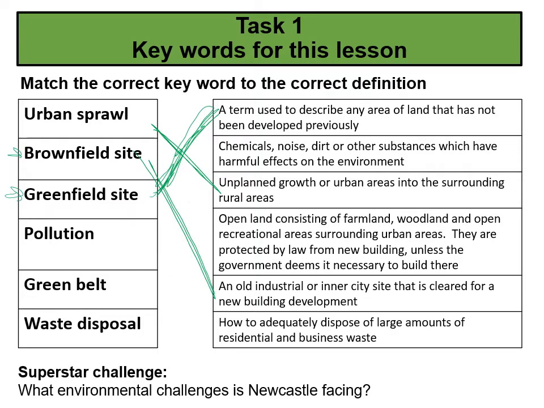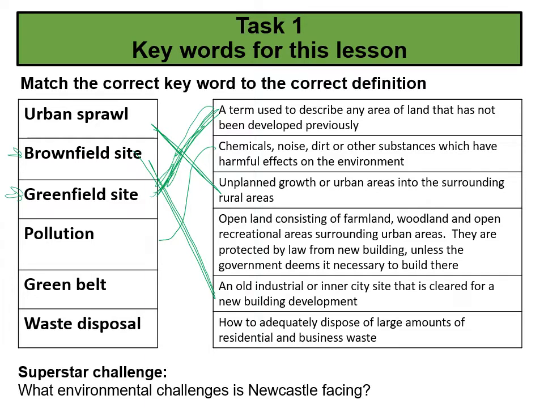The next one is pollution then, and pollution is a term we've used significantly and a lot throughout our geography years, and it's relating to chemical, noise or dirt, which is harmful for the environment. A green belt then is open land consisting of farmland, woodland areas and open spaces surrounding urban areas.